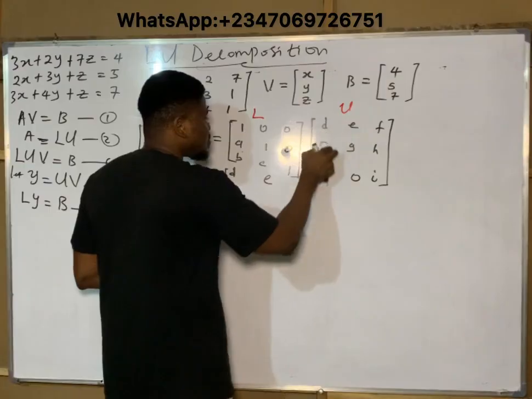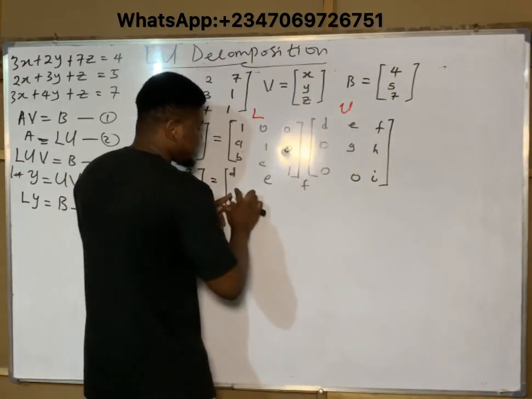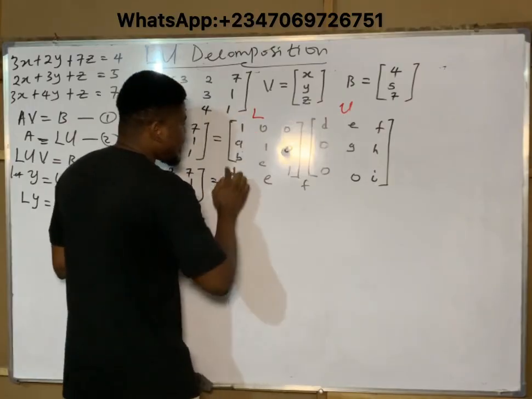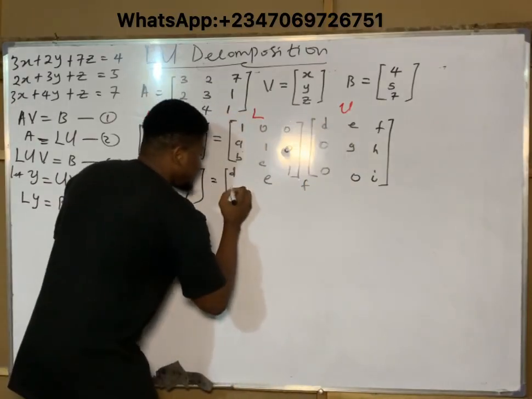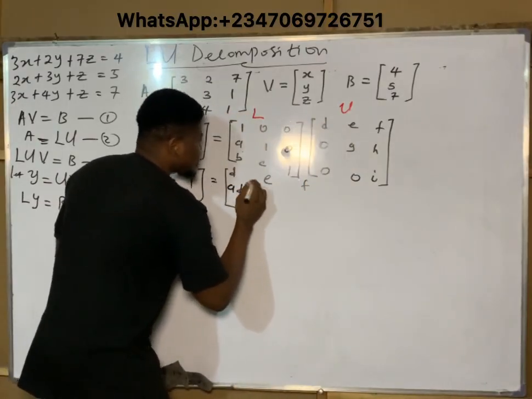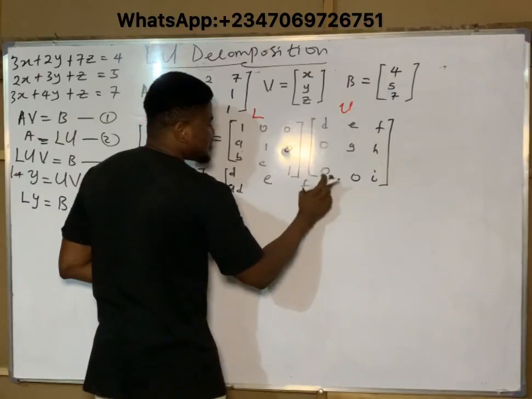Next, to now find the second row, we'll move to the second row, use the second row to multiply the first column, second row multiply second column, second row multiply third column. That gives us the elements of the second row. So now we are going to have A times D, which gives us AD, plus 1 times 0, which is 0, plus 0 times 0, which is 0.